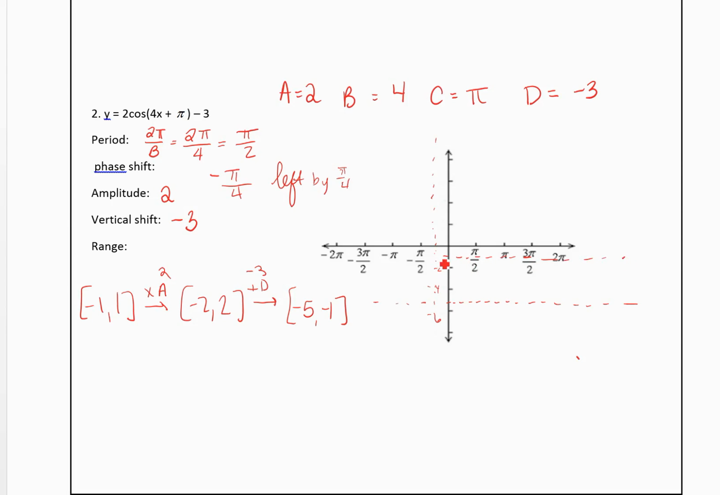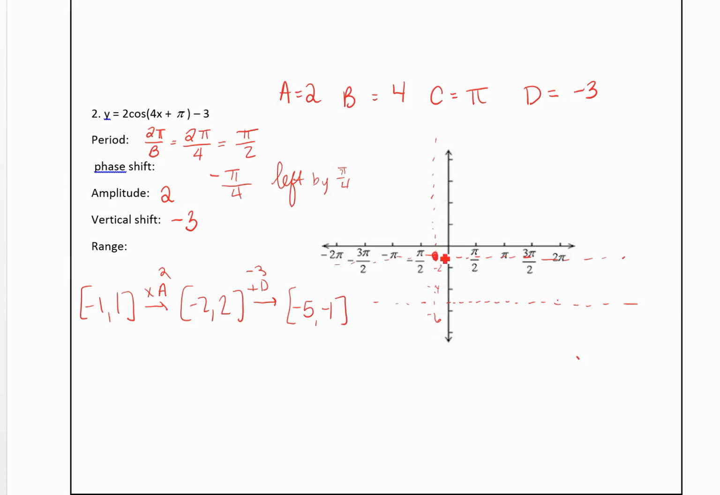And since our period's so small, it's going to be a very kind of shrunk version of cosine. So if you think about where cosine normally starts, it normally starts at 0, 1. Well, that point, which would be 0, 1, is now going to be over at -pi over 4. Okay, and if we multiply the 1 by our amplitude 2, we'd get 2, and then we subtract 3, we would be at -1. So where we'd normally be at 0, 1, we're going to be at -pi over 4, -1.